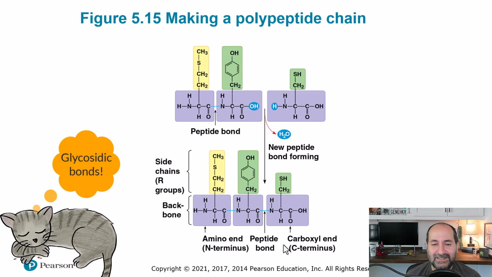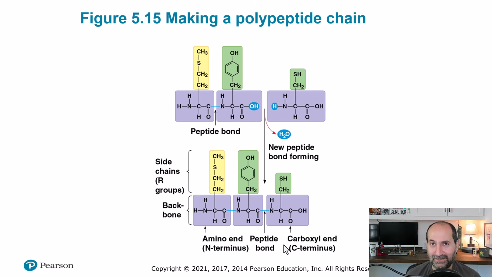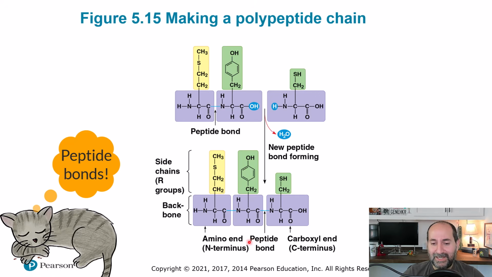That's right, Wicket. Glycosidic linkage or glycosidic bond. I hope you didn't let Wicket beat you to the punch. And here, when you link amino acids together with a dehydration reaction, what's the bond that forms with proteins? That's right, it's called a peptide bond.